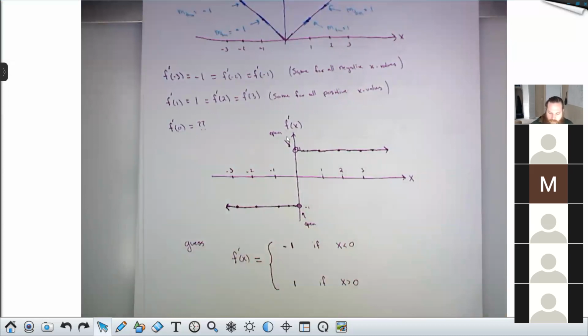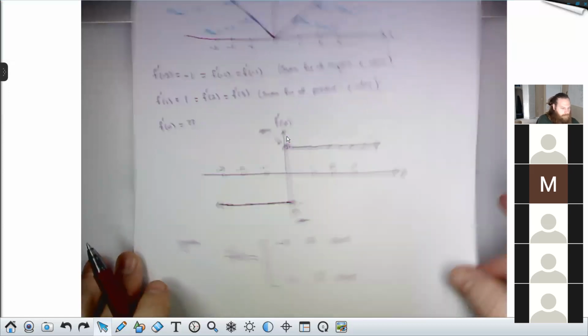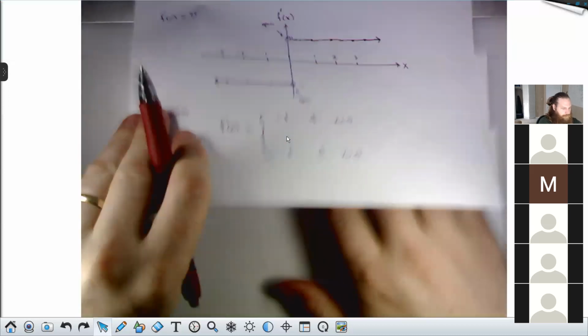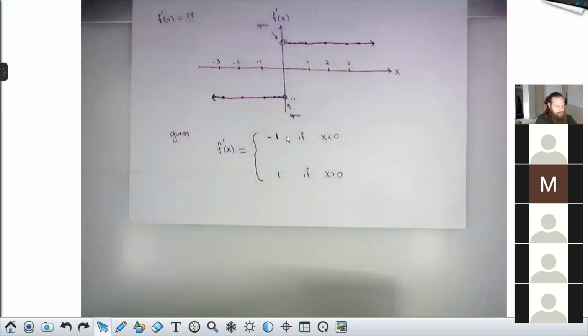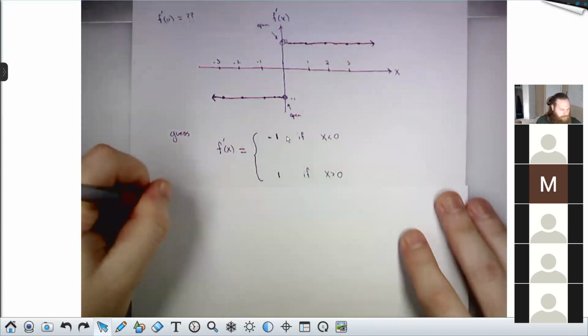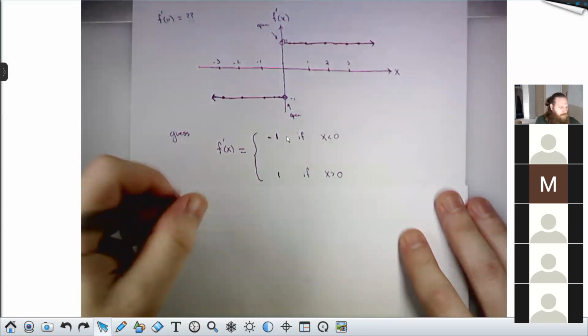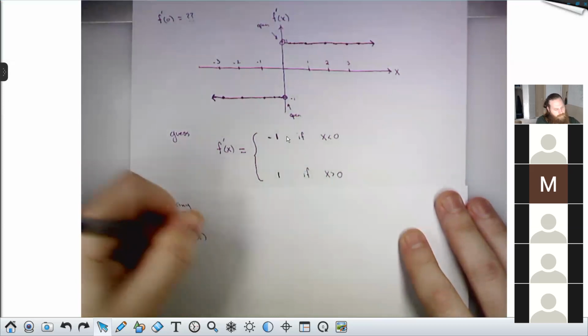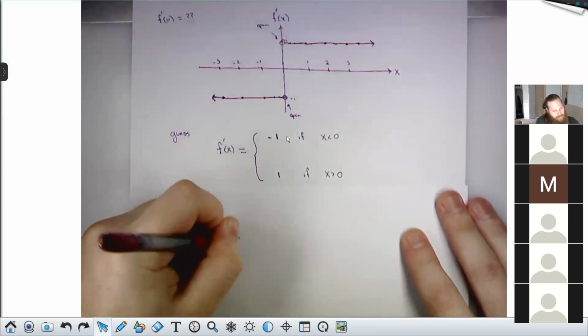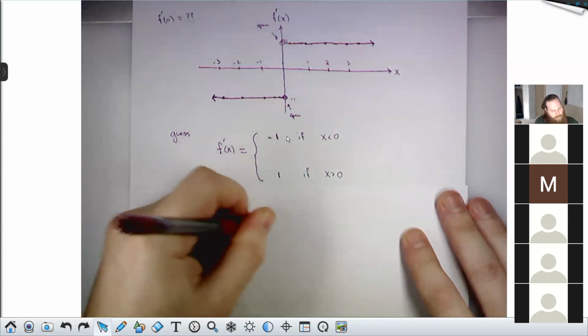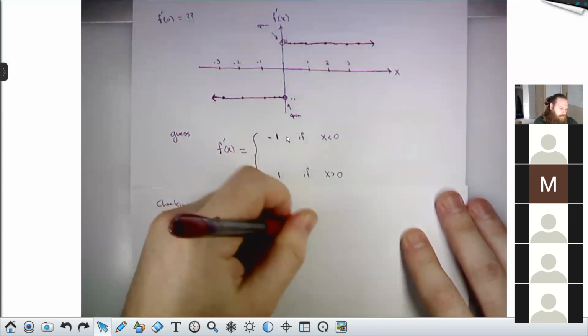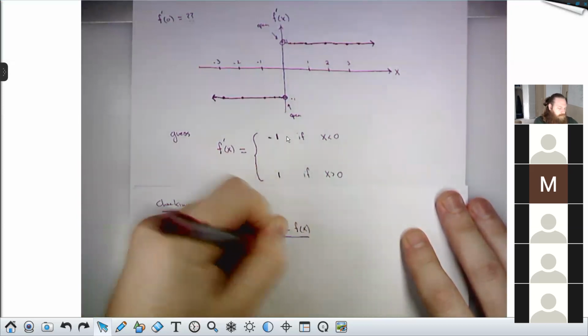It's worth noting that the domain here is not all real numbers. This thing is undefined if x is equal to 0. But this is my guess. I claim that this is the derivative of that function. All right, let's check. We know that f prime of x is equal to the limit as h goes to 0 of f of x plus h minus f of x all over h.